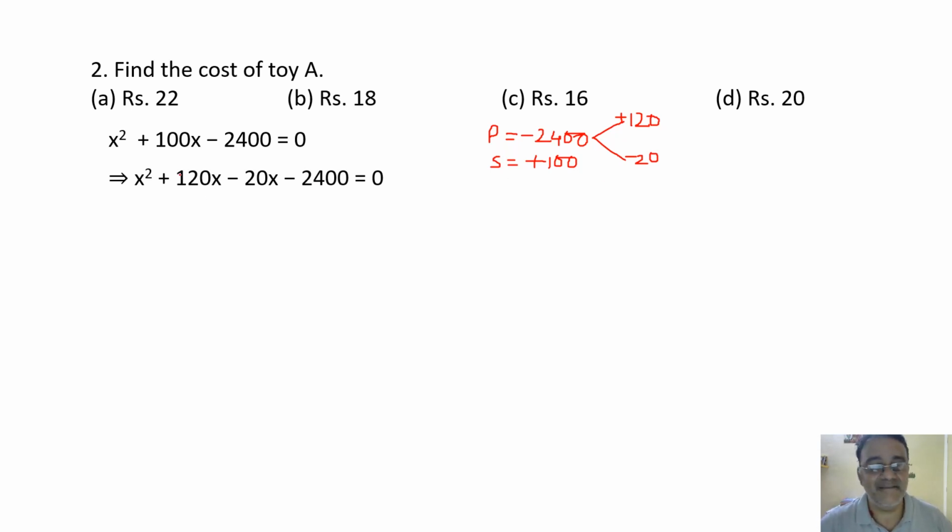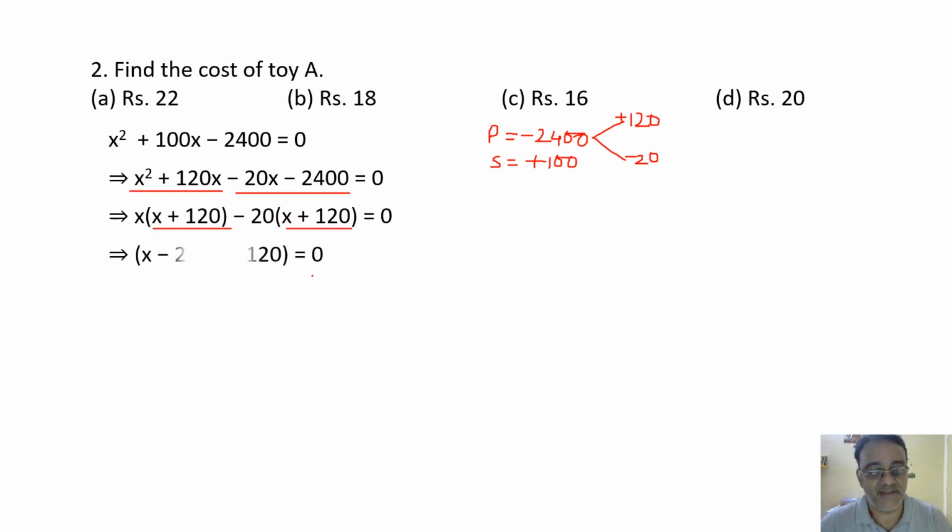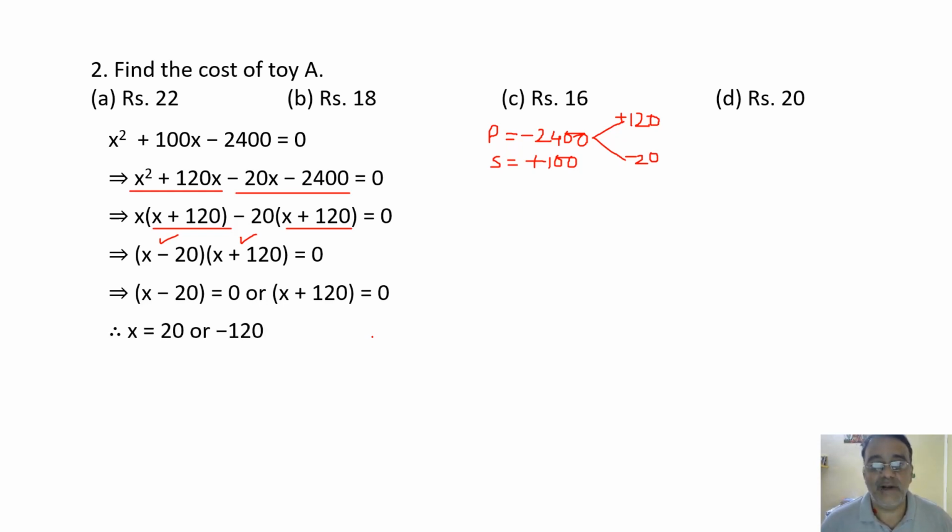The splitting is clear? Yes, sir. Okay. Now what is the common between these two? x. Here minus 20. Plus 20. Minus 20, right? So we are getting x plus 120 common. If you take it, then we are getting x minus 20 as the second factor. So from this, either this is equal to 0 or this is equal to 0. So we are getting two answers: x is equal to 20 and x is equal to minus 120.